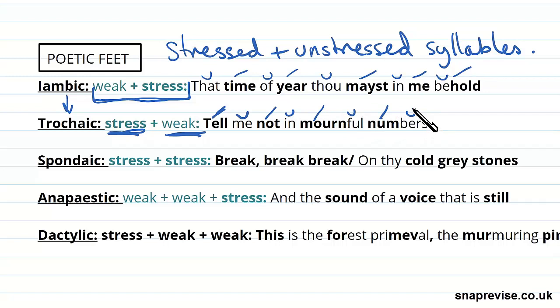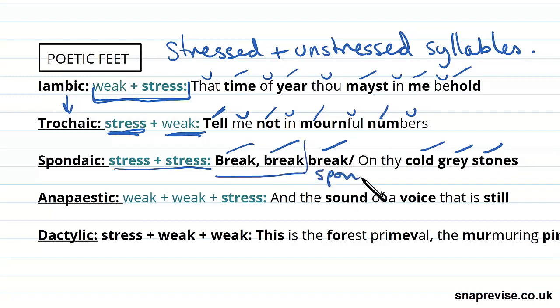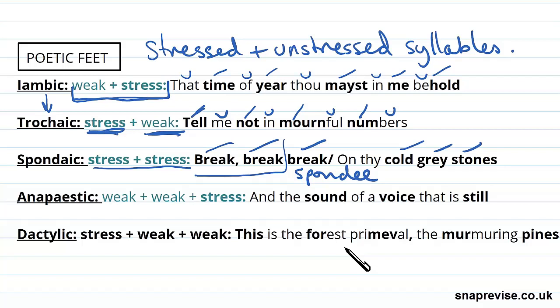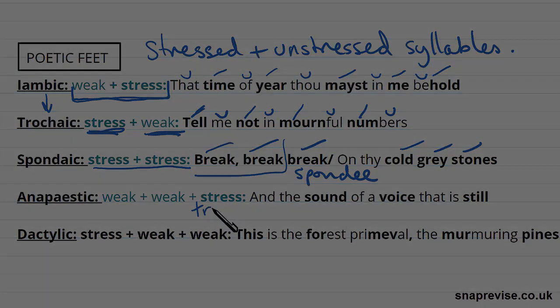A spondaic foot is two stressed syllables. So we see break, break, break on thy cold grey stones. You don't normally find this for an entire line, so we could just say that here is one spondee. An anapestic poetic foot is two weak syllables and one stressed syllable, and the sound of a voice that is still. So it has a more triplety feel to it.